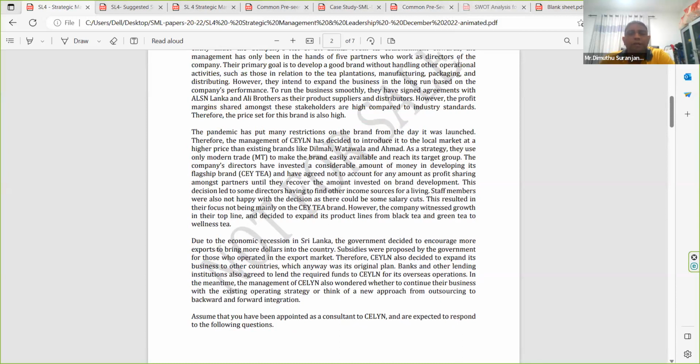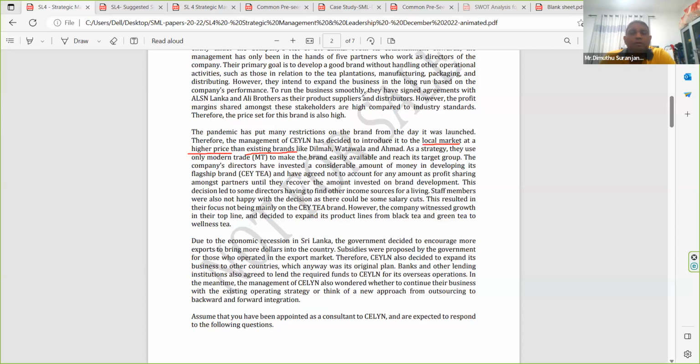Then what they talk about is that the management of Ceylon has decided to introduce it to the local market at a higher price than existing brands like Dilmah, Watawala and Ahmad. You see, initially they are going to launch the product in the local market. At the same time, they have mentioned that they are going to launch the product at a higher price than existing brands.